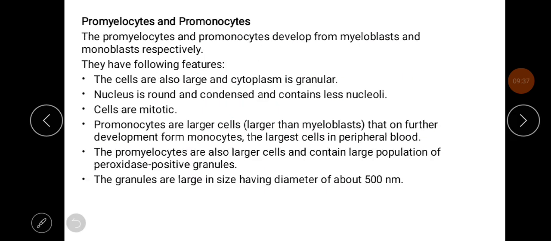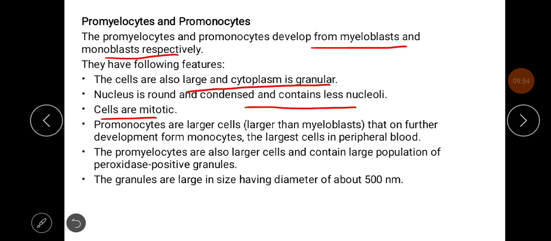The promyelocytes and promonocytes develop from myeloblasts and monoblasts respectively. So they have the following features. The cells are also large and the cytoplasm is granular. The nucleus is round and condensed and contains fewer nucleoli. Cells are mitotic.